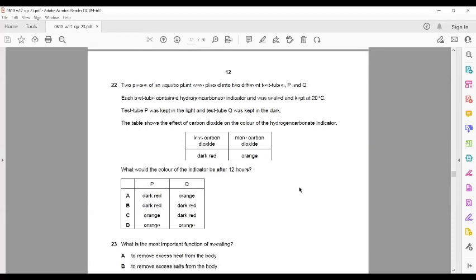So instead of doing photosynthesis, it is respiring, and respiration produces carbon dioxide. So the carbon dioxide in the environment surrounding it becomes more and more. Based on this indicator and the key which is given to you, if it is more it becomes orange, if it is less it becomes dark, so the answer is A.